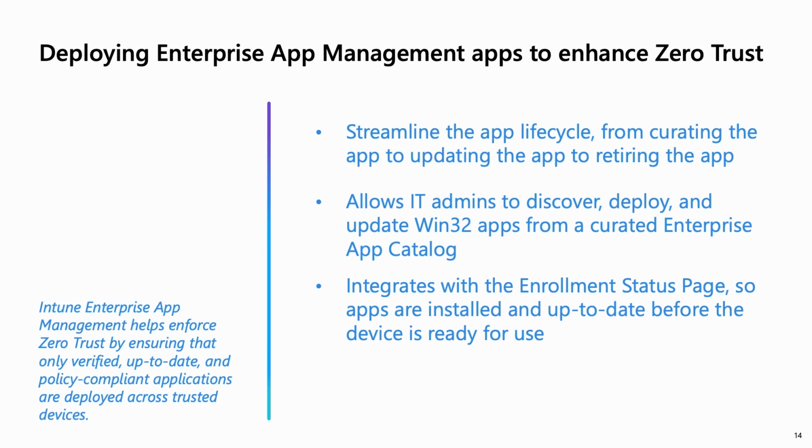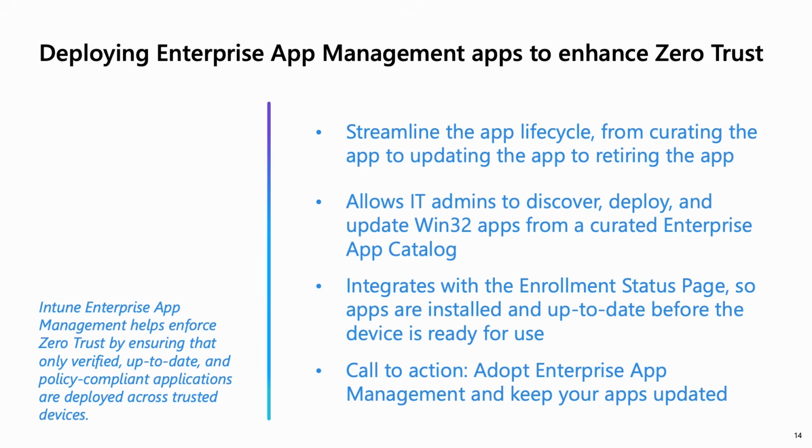Are you using Windows Autopilot to provision your Windows devices? Did you know we integrated EAM into the enrollment status page, or ESP? So even the catalog apps are installed and ready to go when the end user logs in. If you haven't done so, your call to action is to sign up for a trial of Enterprise App Management. EAM is the best way to keep your apps always up to date, strengthen your security posture.